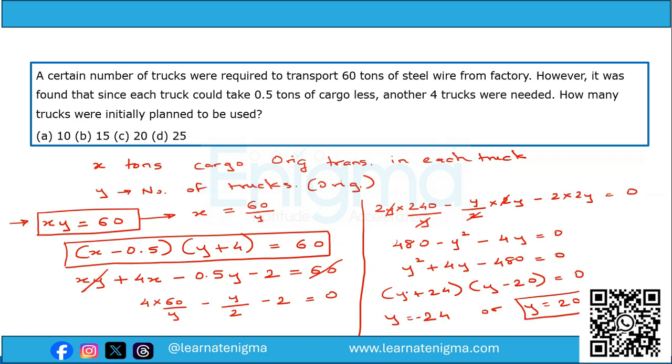Now the number of trucks cannot be negative. So therefore y equal to minus 24 is not possible. The answer will be y equal to 20. Hence the answer will be option C.